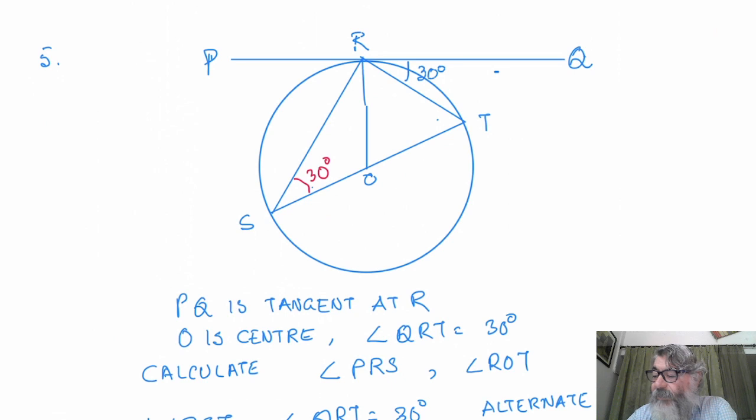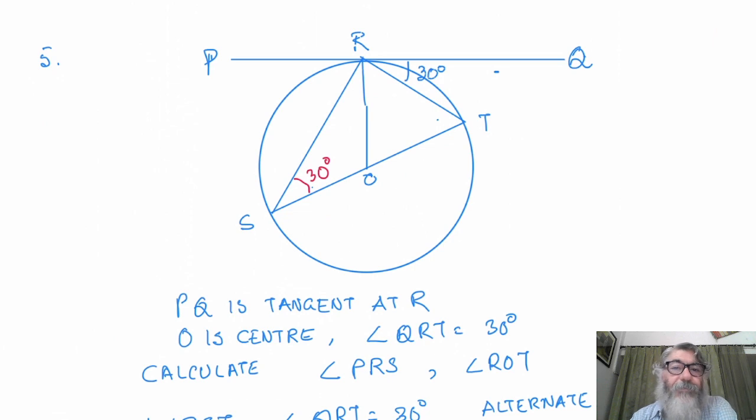Now just see, the angle QRT is the angle between tangent and chord. Tangent is PRQ and chord is RT. So the angle between the tangent and the chord is QRT, that is 30 degrees. On RT, the alternate segment angle is RST. So RST is how much? 30 degrees. He wants PRS and he wants ROT.